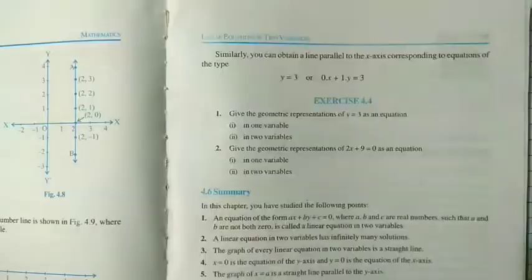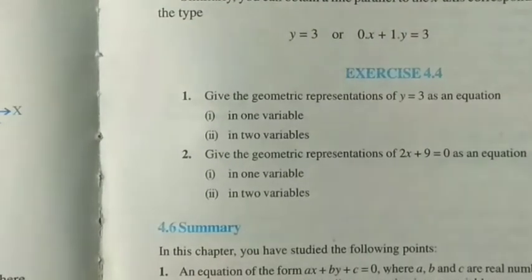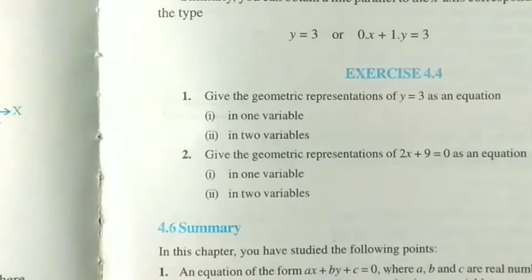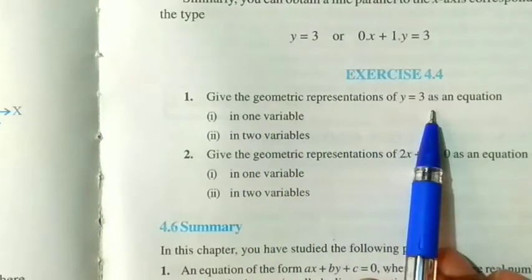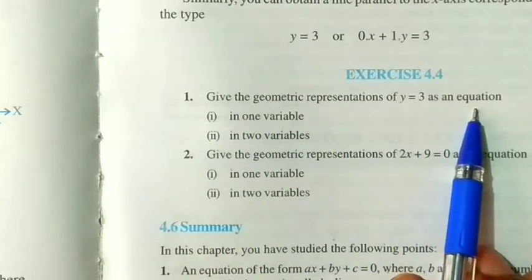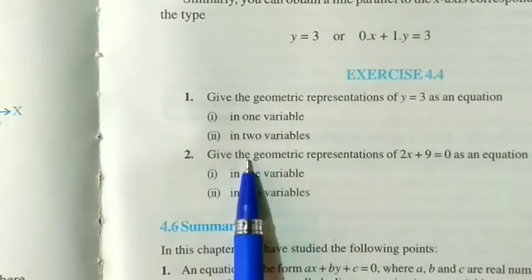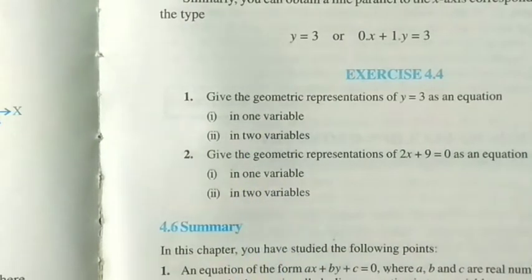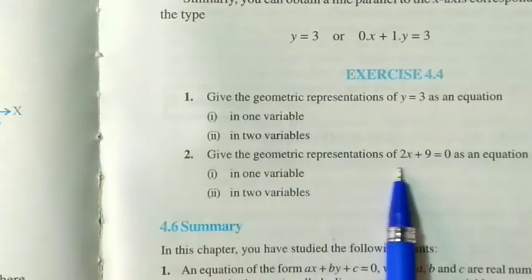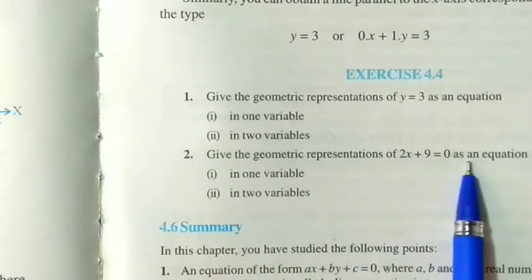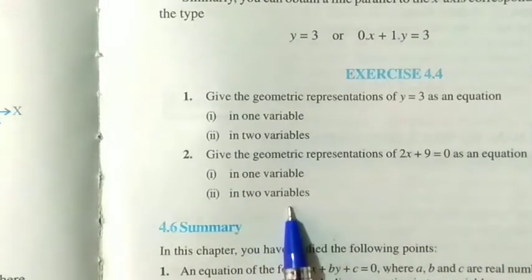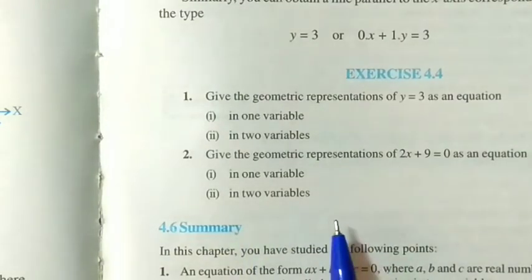Here is exercise 4.4 in which you are given a condition. Give the geometric representation of y is equal to 3 as an equation in one variable and two variables. And give the geometric representation of 2x plus 9 is equal to 0 as an equation in one variable and in two variables. So now this is your homework. You will solve it on your own.